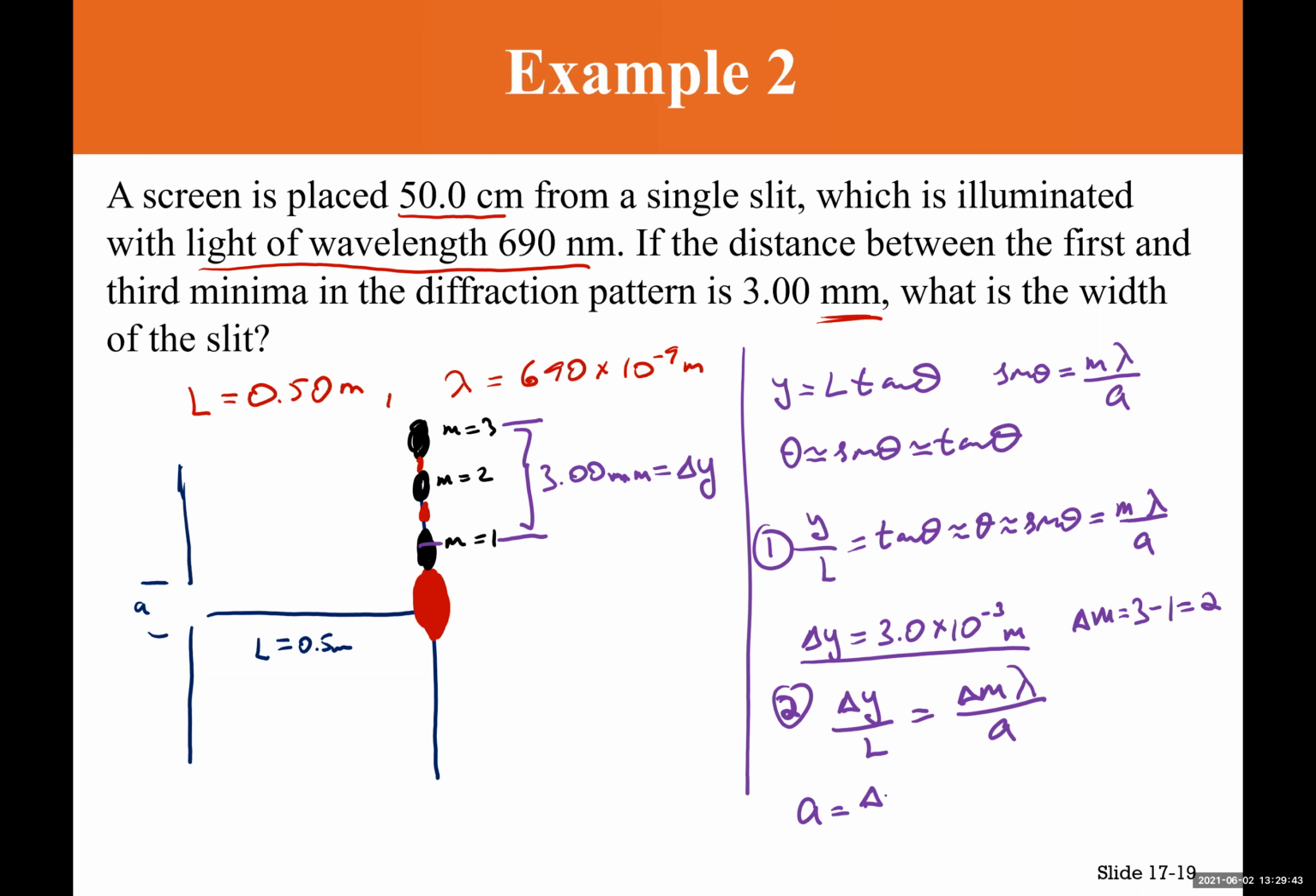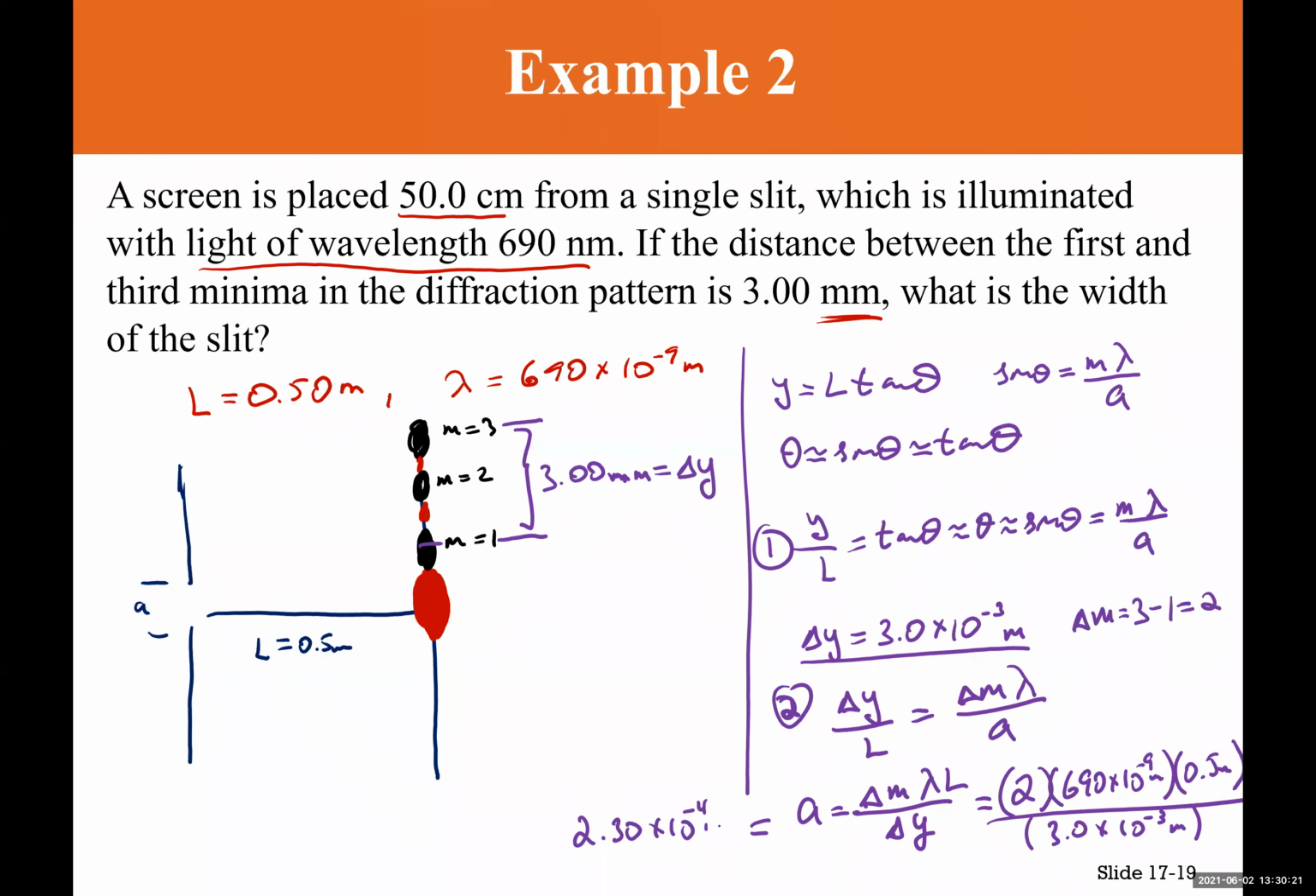a equals delta m lambda times L over delta y. Okay, so then delta m here is just 2, times lambda, which is 690 times 10 to the negative 9 meters. Then L here is 0.5 meters. Then this is divided by delta y, which is 3 times 10 to the negative 3 meters, the 3 millimeters. I do that calculation for a, and I'm going to get 2.30 times 10 to the negative 4 meters. That means the width of the slit is roughly 0.23 millimeters.